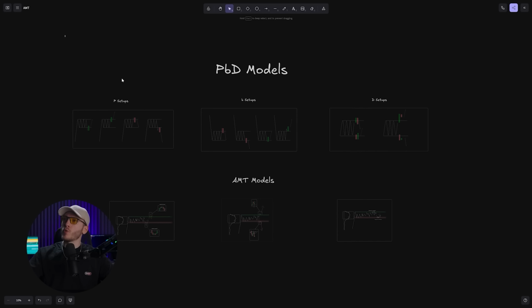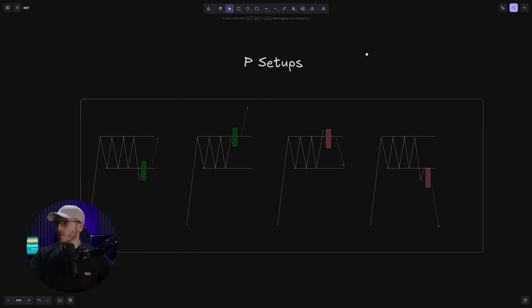So let's take an overview of the PBD models and how exactly they work in a very simple way. I'm going to give this to you guys as a document that you can study and work with. I'm going to put it in my Telegram channel completely for free. And let's start from the P setups.